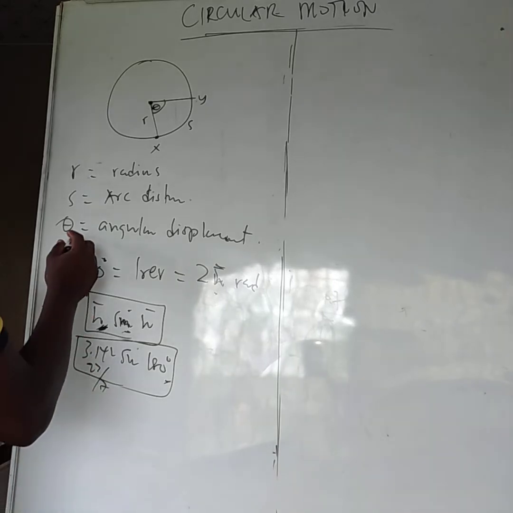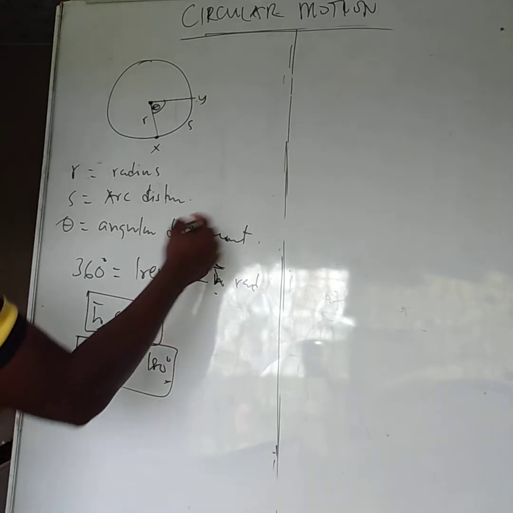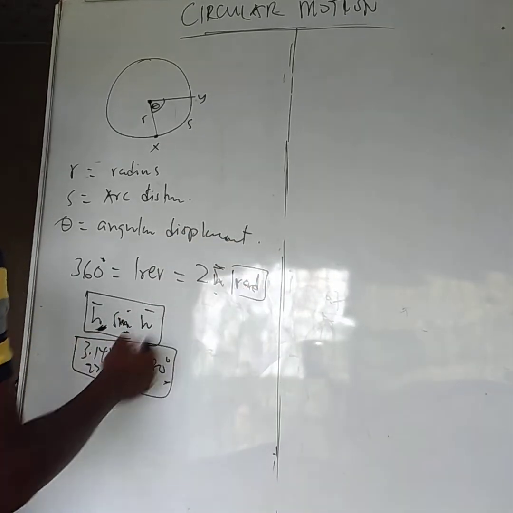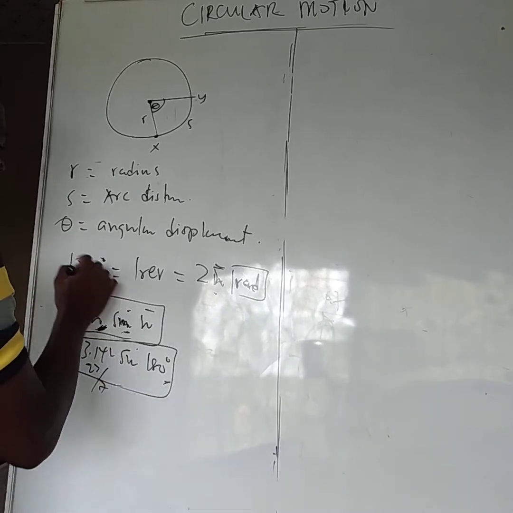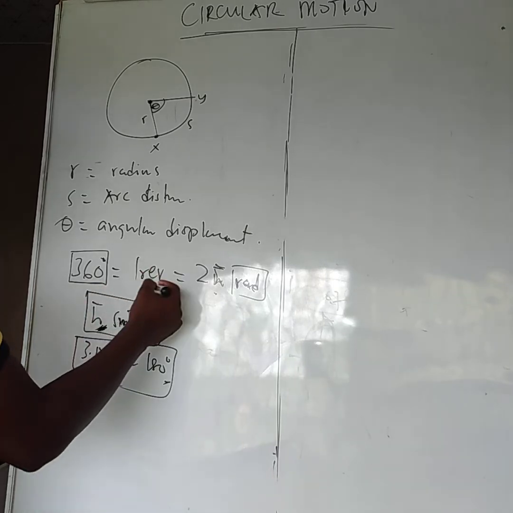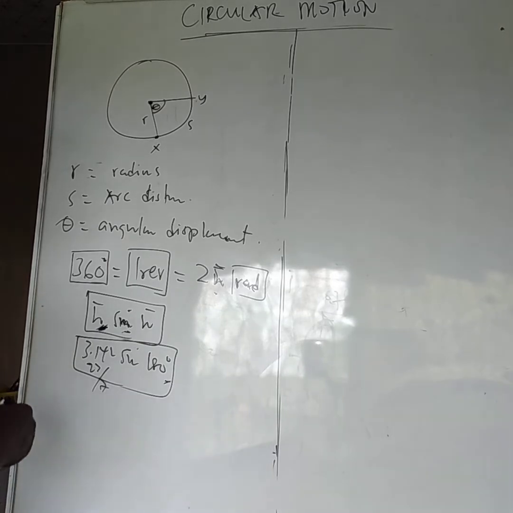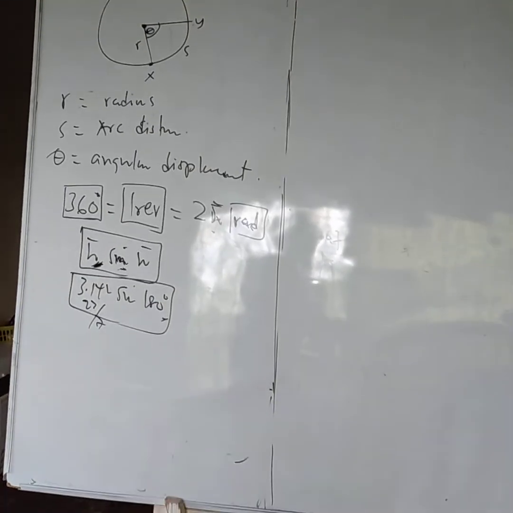Okay, so this is our angular displacement. The unit for angular displacement that we use most of the time is radian. However, when you are given degrees, you have to know how to change it to radians or revolution. When you are given revolution also, you have to know how to change it to radians. So let me just give one question on how.